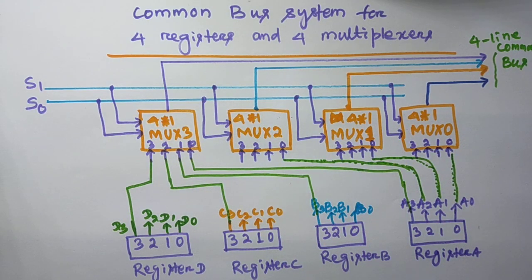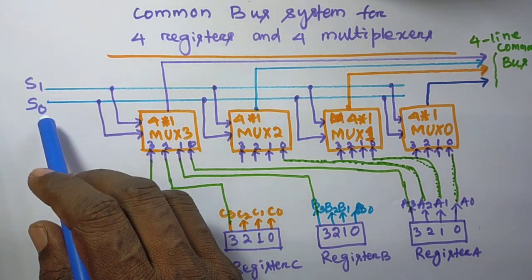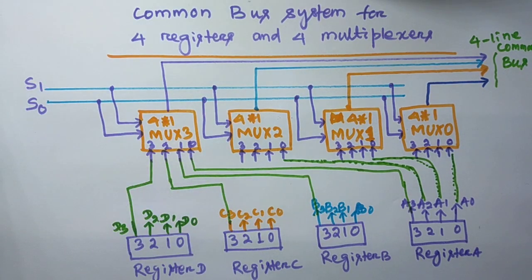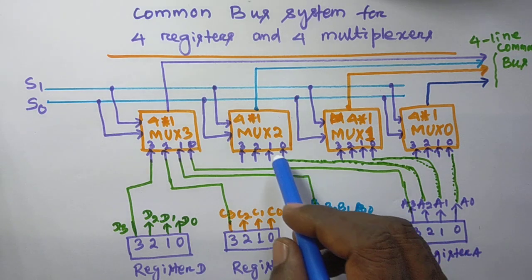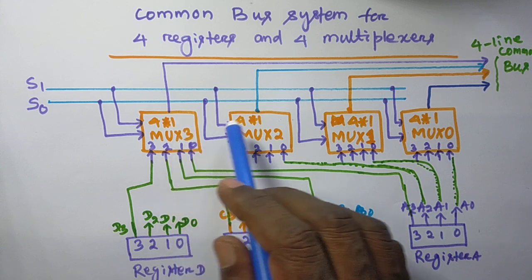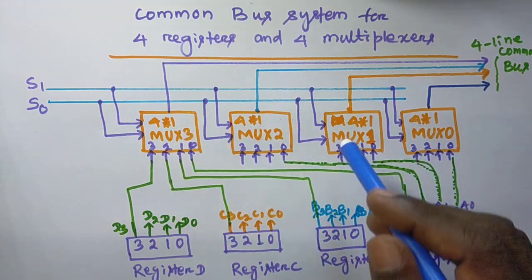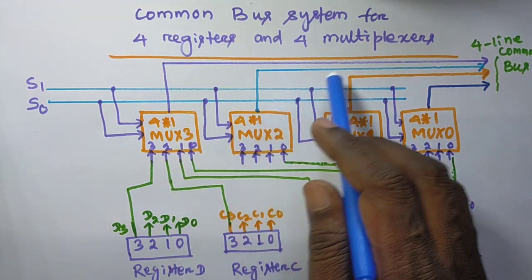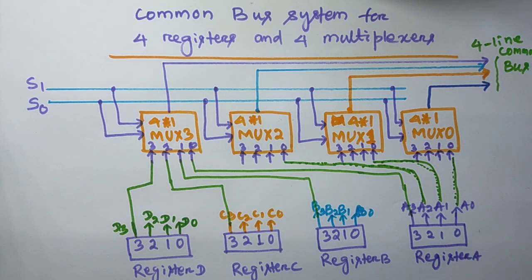Okay, so I will explain that function table, where the role of S0 and S1 is very important. These two selectors decide which register data passes to the individual multiplexers, and accordingly that data passes to the common bus, the 4-line common bus.